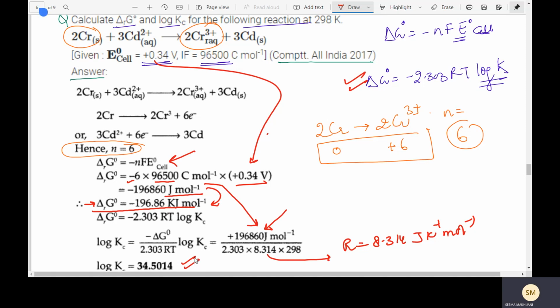Nowadays in the paper, log and anti-log values are given, but you should be aware of what value the answer will come to. Fine. I stop my class here. It was a long lecture. It would have become a very long lecture. So I am stopping it here.